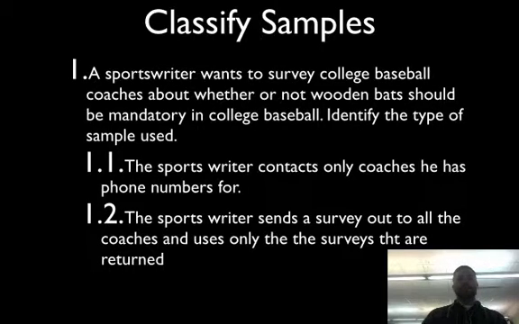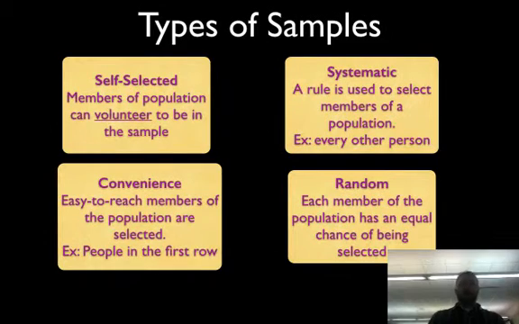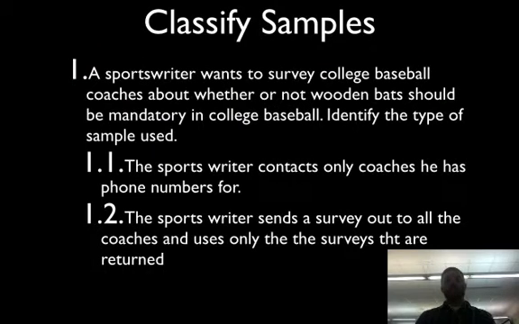So, in 1.1 here, the sports writer contacts only coaches he has phone numbers for. Well, if we flip back to our types of samples, he's only looking at the ones he has phone numbers for. That's going to be a convenience sample, right? Because he's just looking at what's the most convenient group of people to contact? Oh, the people on my contact list. All right, so that'd be a convenience sample.